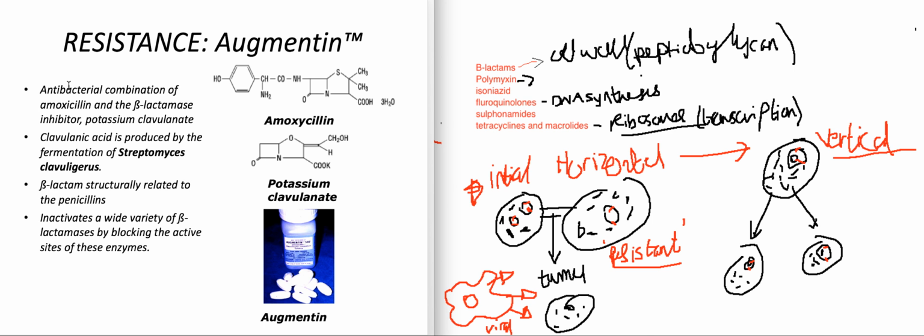Now, antibacterial combination of amoxicillin, so Augmentin is this molecule. So you have your beta-lactam ring here, this NH, and all of this here is the side group. So up to here is the amoxicillin. So amoxicillin is shown here. So it is an antibacterial combination of amoxicillin and the beta-lactamase inhibitor potassium clavulanate. So here.